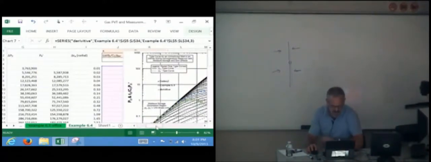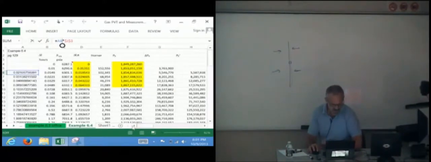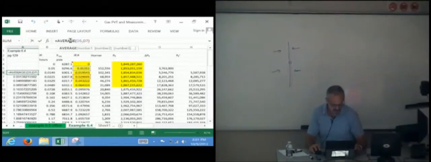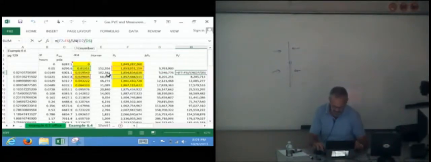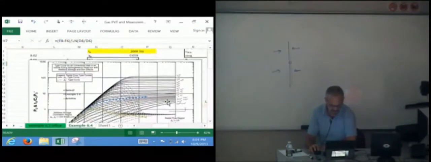Remember that during the pause, I changed my derivative data to be my average of my apparent pseudo time, because that's where I'm calculating. That's the average between those 2 points is where I'm calculating my pressure derivative. I think I'm okay on my time scale. Okay.